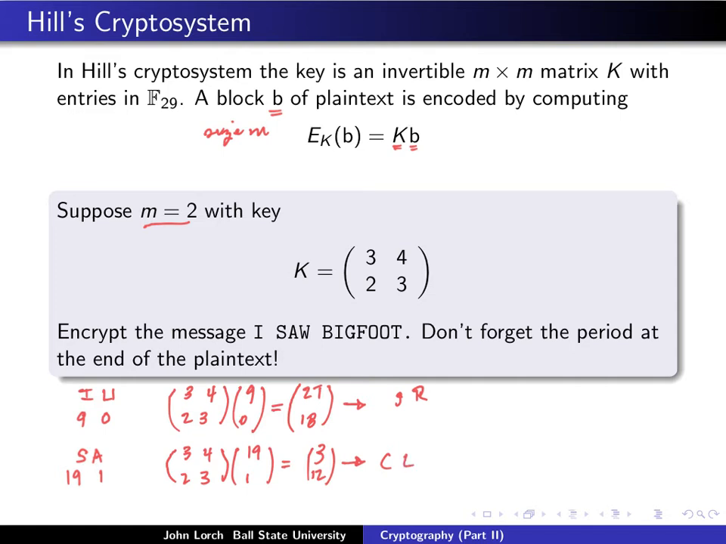So that means that the first 4 characters of our ciphertext are comma, R, C, and L. Okay, so I will allow you to continue on with the rest of the encrypting to get the ciphertext for this.